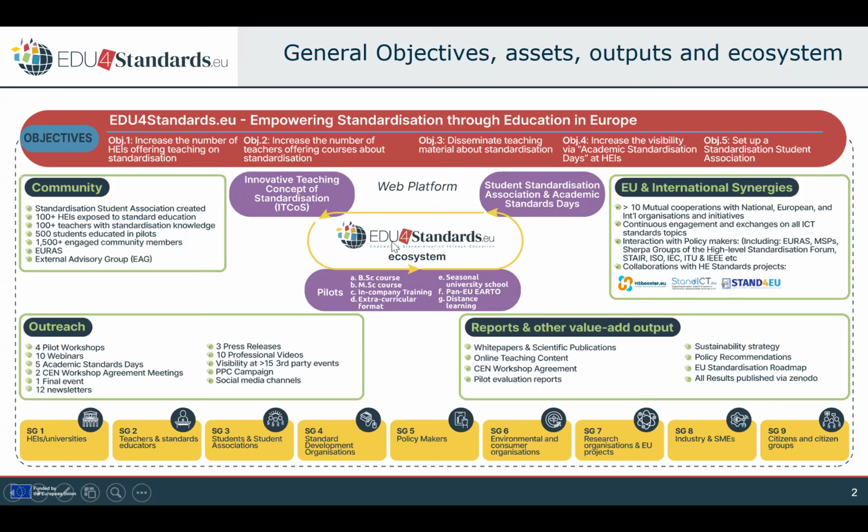the increase of education about standardization in Europe, so increase the number of institutions that offer teaching on standardization, also increase the number of teachers offering courses about standardization, and this tool we present today is a first step also in this direction. To achieve these two objectives, we are developing an innovative teaching concept of standardization, which contains many materials, and you will see something today.